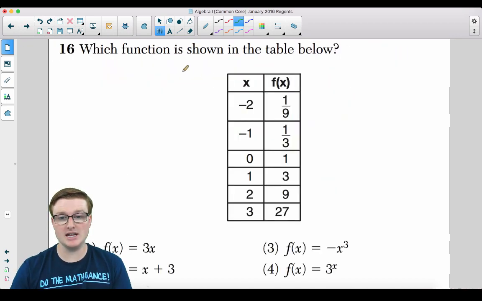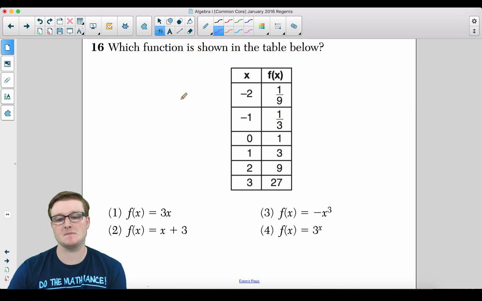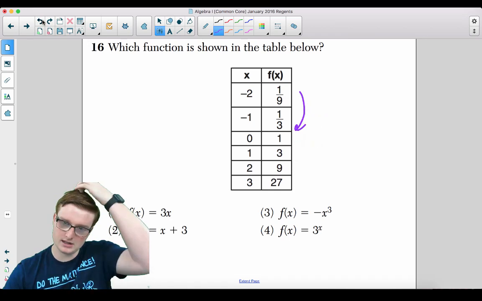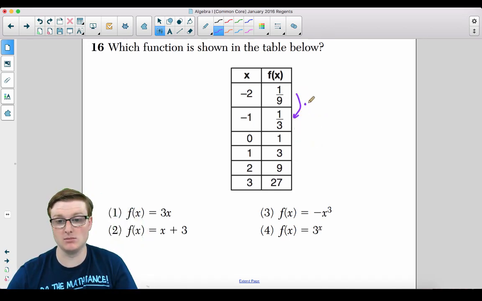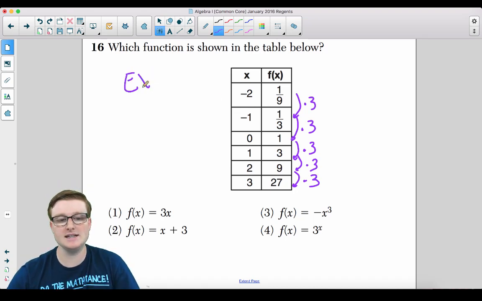Number 16, which function is shown in the table below? The best way to do this is to graph the answers that you think might be it. Just by looking at it, I hope that you realize that you're multiplying each time by 3. So it is, in fact, exponential growth or an exponential function. So you're multiplying by 3 each time. So this is, in fact, an exponential function.